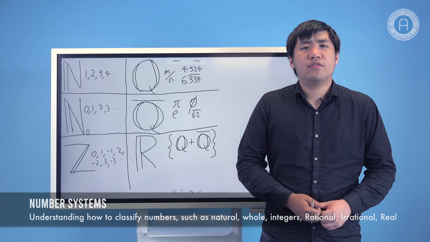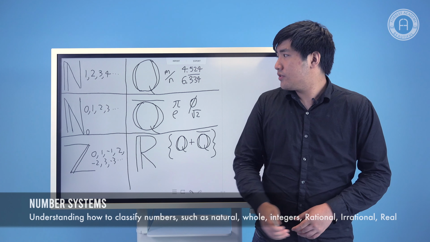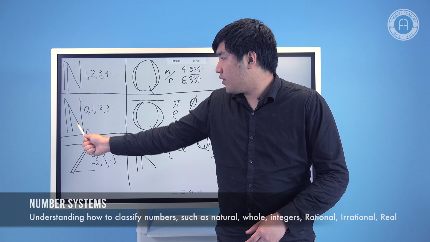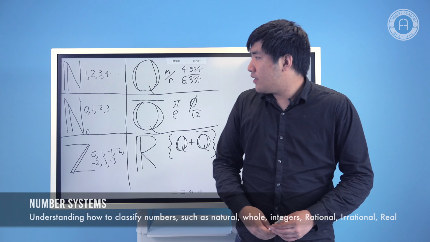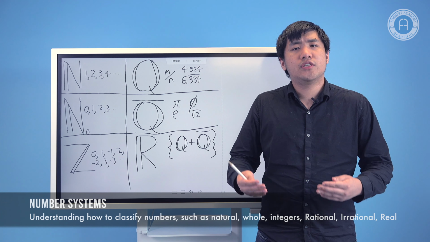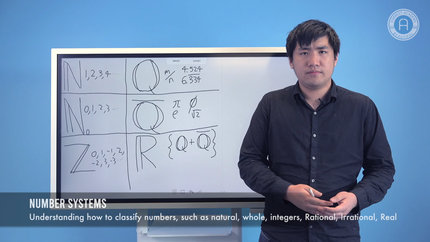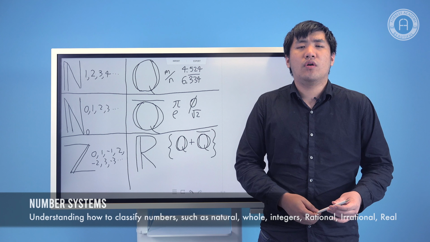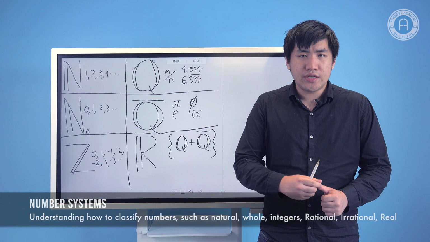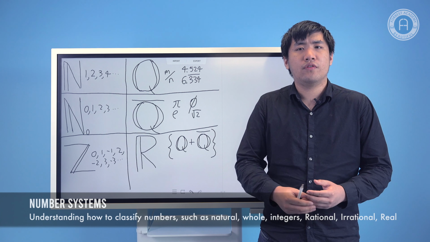Next, we have the whole numbers. The whole numbers we denote with N0. And the whole numbers are essentially the same as the naturals, except we're adding a 0 at the very front. So if I were to count up the whole numbers, I'd say 0, 1, 2, 3, 4, 5, and so on.